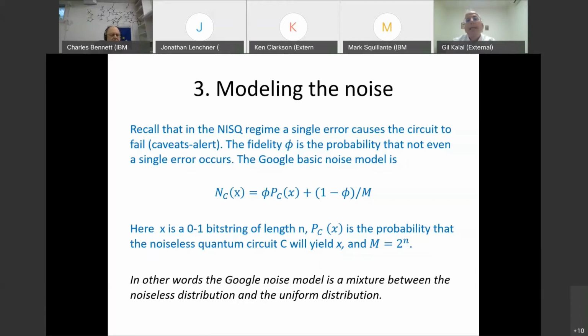And the Google basic noise model is the following. P_noisy of x, the noisy probability for x, is phi times the ideal probability plus (1 minus phi) divided by M. So phi is the fidelity, and here x is a 0-1 bit string of length n. P_C of x is the ideal probability, the probability that the noiseless quantum circuit will yield x, and M is equal to 2 to the n. So in other words, the Google noise model is a mixture between the ideal distribution and the uniform distribution.